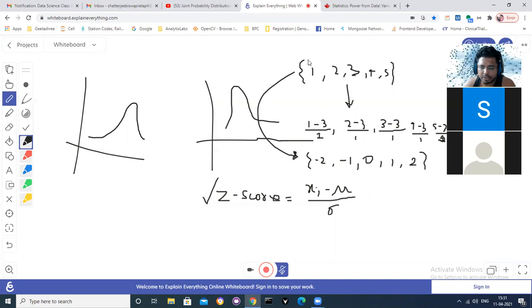So this distribution was converted to this distribution by applying the z-score formula. That means we converted any distribution, a bell curve kind of distribution, to a Gaussian standard distribution by applying the z-score formula on each and every point of that distribution. That is how we did it.